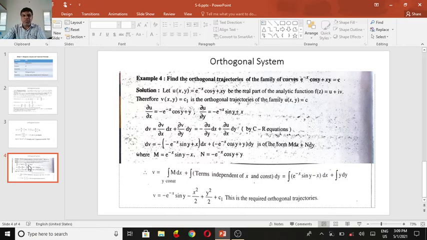If we come to find the orthogonal trajectory family of a curve, e^x cos y plus xy equal to c.